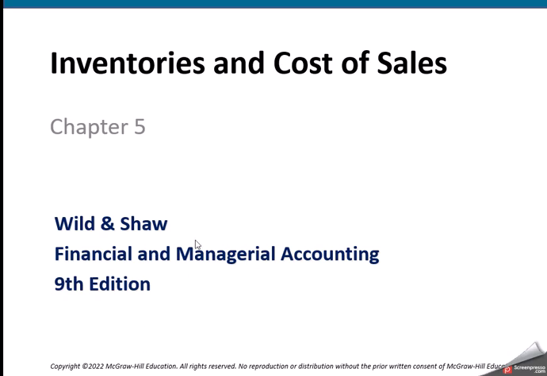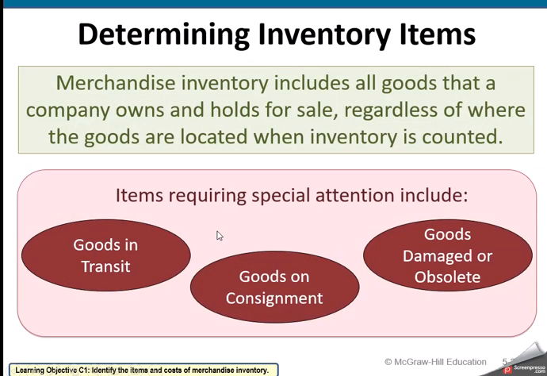Chapter 5, we delve a little further into inventories and we determine how to calculate the ending inventory and the cost of goods sold using different methods. So the merchandise inventory, like we found out last chapter, deals with all the goods that the company holds for sale. Now, sometimes that inventory is not right in their store. So maybe those goods are in transit.